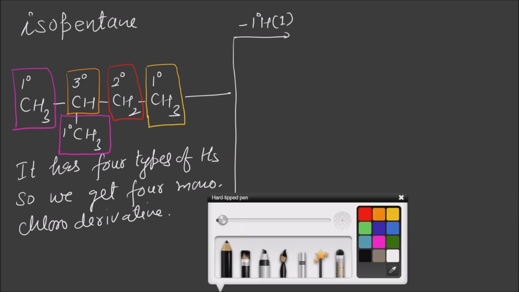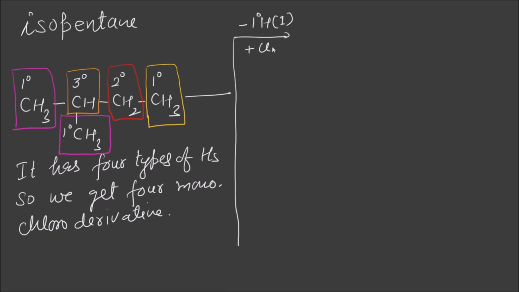So total 4 types of hydrogens are there. So primary hydrogen: remove the first primary hydrogen and add chlorine. So we get CH3, CH, CH3, CH2, Cl. What is the IUPAC name of this compound? Tell me. Say the longest possible chain. So 1, 2 and 3.